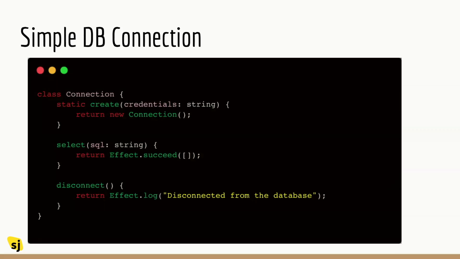So let's just take this very simple example where we've got this database connection class. It has a create method to initialize the connection. It has a select. I'm not really doing anything, I'm just returning a successful value, an empty array, and then you've got a disconnect, right?